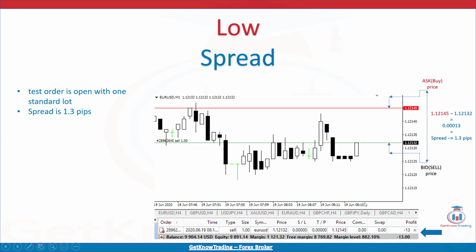One test order is open with one standard lot. I have explained the lot size earlier, so you can take a look at what the pip value of one standard lot is. When I open the order, I will be in minus for the spread. At the start, I am in minus for 1.3 pips, which is $13 for a standard lot. It is the initial cost you need to pay.